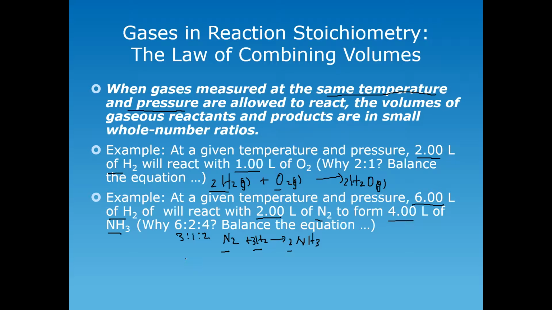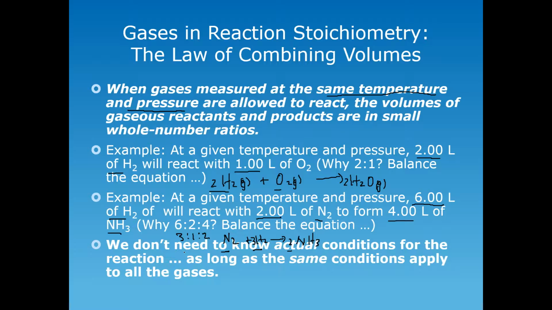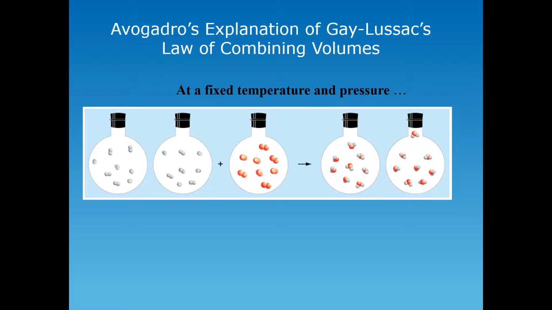And the volume ratio will be the same, again, provided that the temperature and pressure of all the gases are the same. So the last statement here in this slide says that we do not need to know the actual temperature and pressure. All we need to know is that the temperature and pressure of all the gases are the same. Once that is established, then we can use the volume ratios based on the coefficients of the different gases in the balanced equation. And based on that, I thought we were going to move on to our next example.